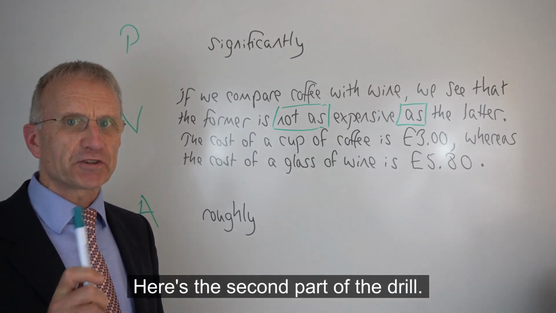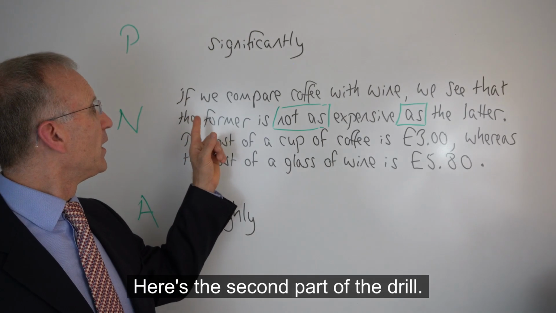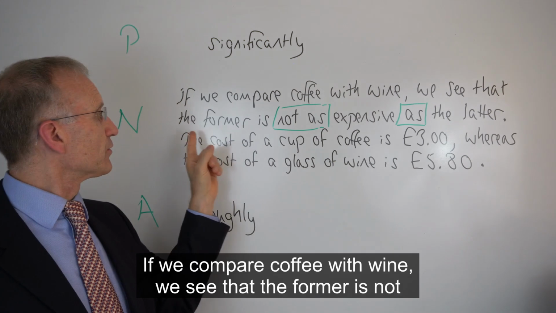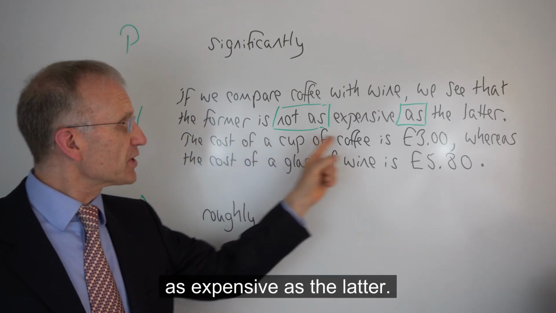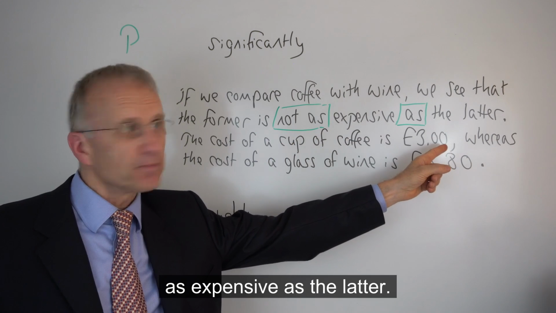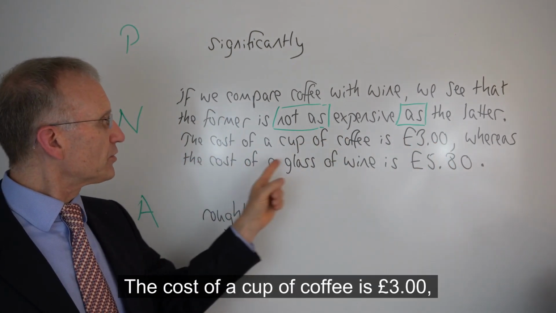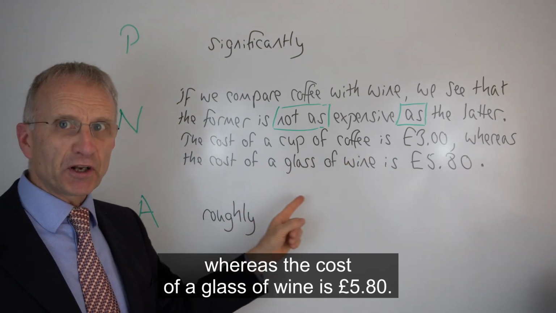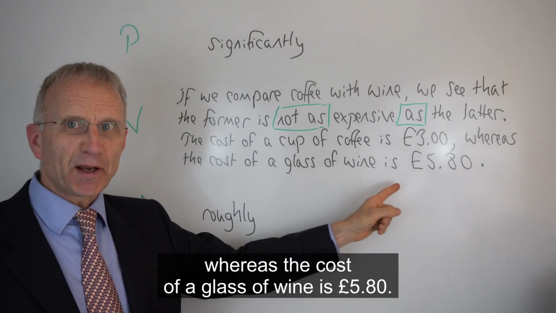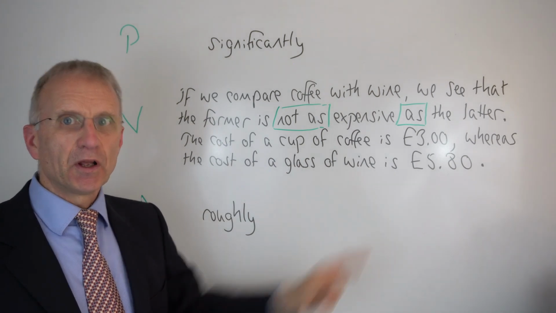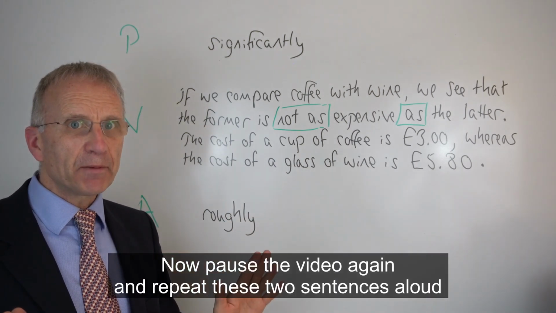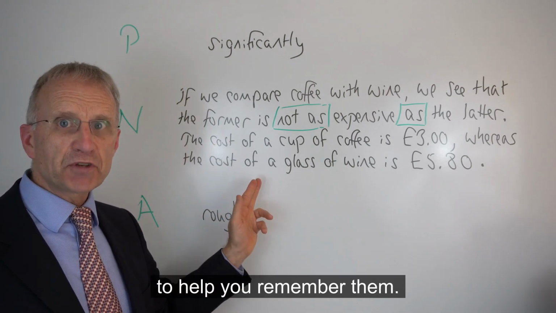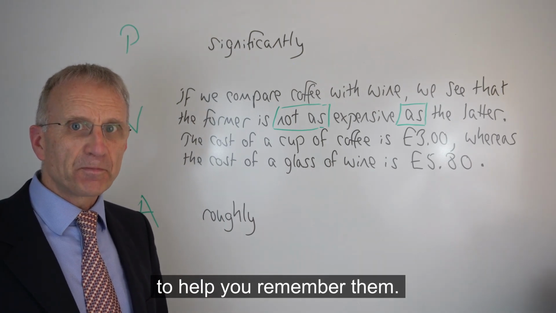Here's the second part of the drill. If we compare coffee with wine, we see that the former is not as expensive as the latter, the cost of a cup of coffee is £3, whereas the cost of a glass of wine is £5.80. Now pause the video again and repeat these two sentences aloud to help you remember them.